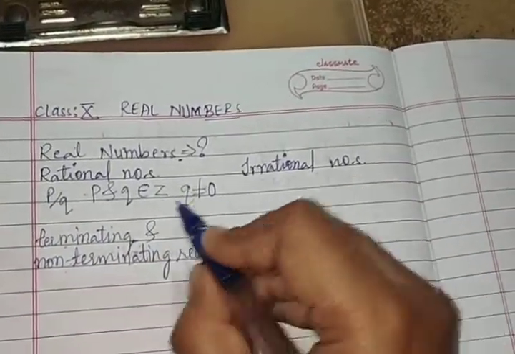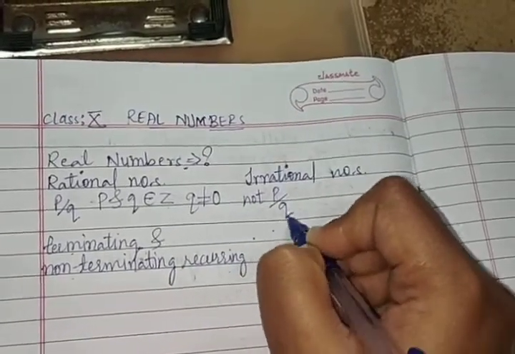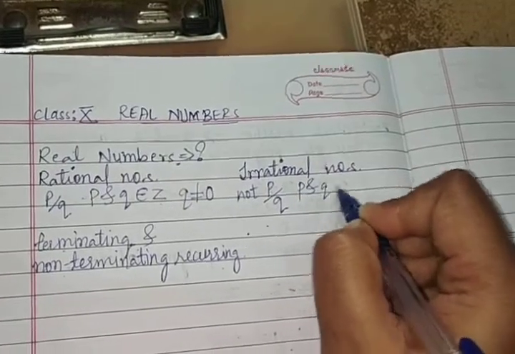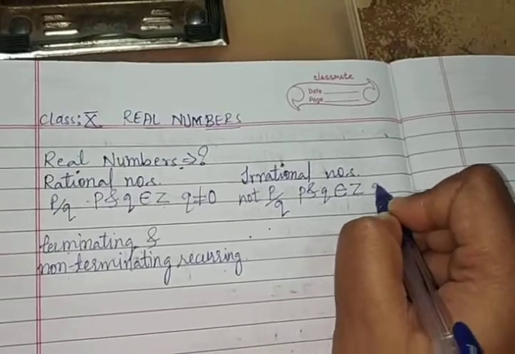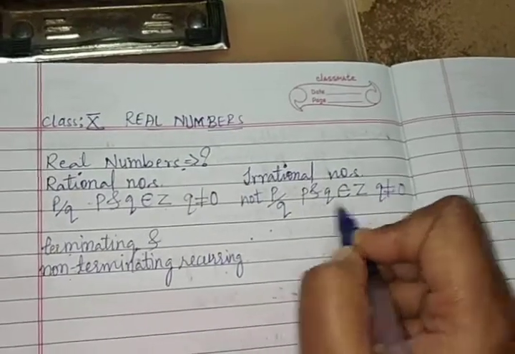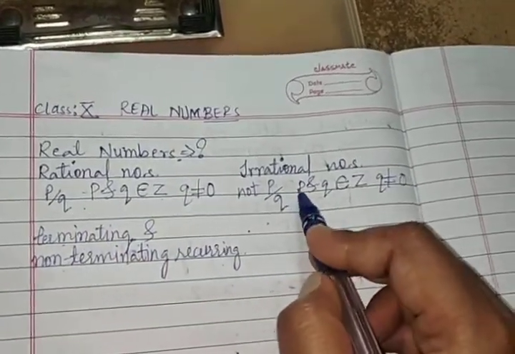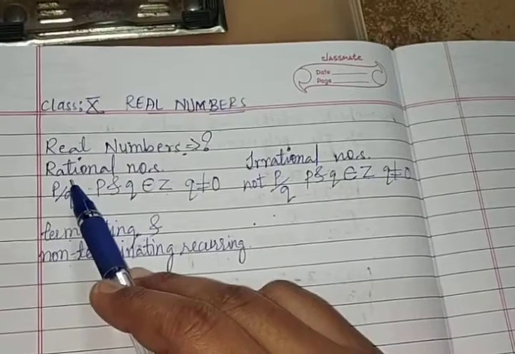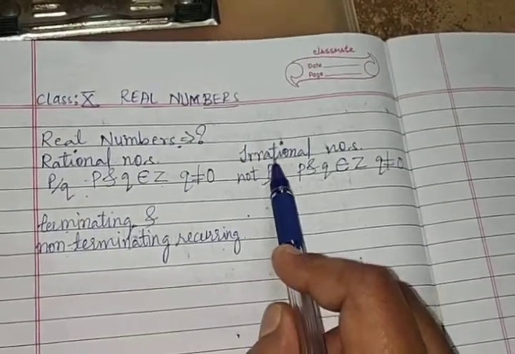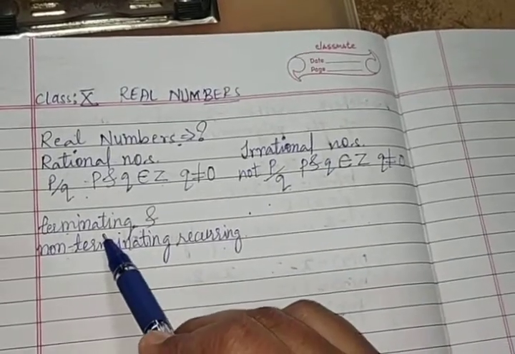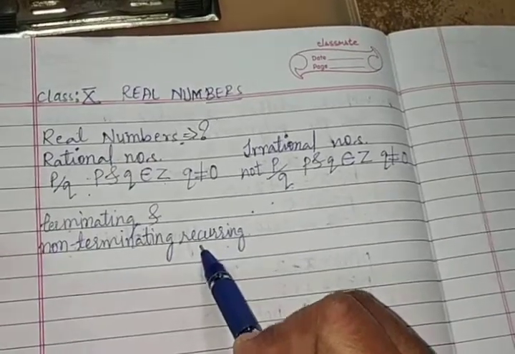What are irrational numbers? Those which cannot be written in the form of p by q, where p and q belong to Z, that are integers, and q is not equal to 0. Simple. Whatever definition we have given here for rational numbers, the opposite of that will be irrational numbers. So the numbers which can be written in the form of p by q are rational, and which cannot be written in the form of p by q are irrational. And the numbers which have terminating decimal expansion and non-terminating recurring decimal expansion are rational numbers.